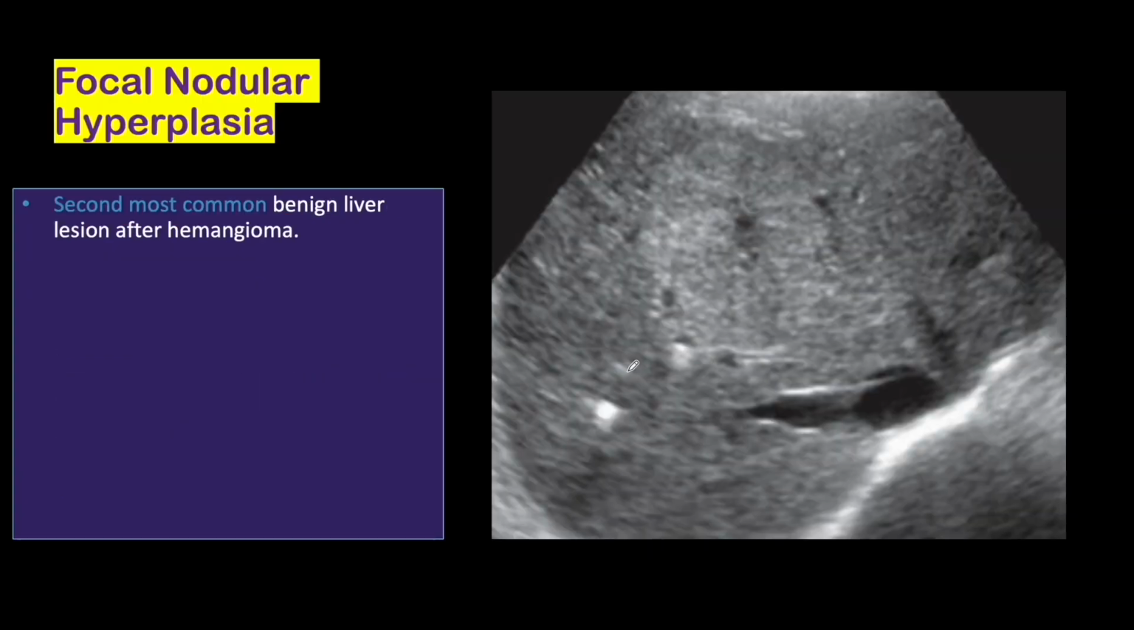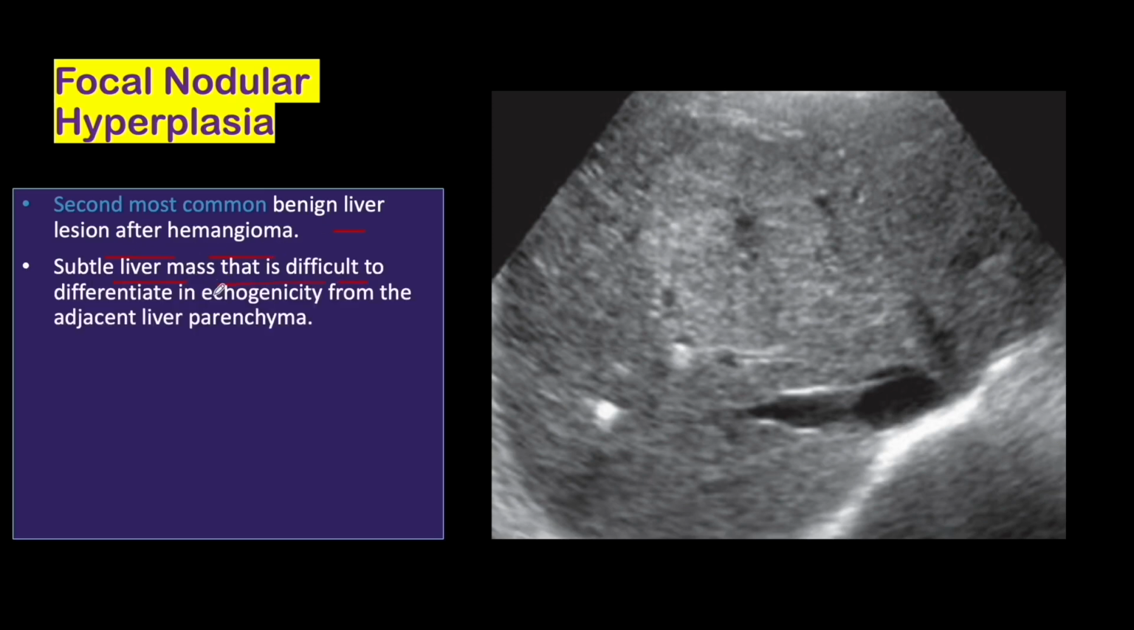Focal nodular hyperplasia is the second most common cause of benign liver lesion after hemangioma. It is a liver mass that is difficult to differentiate in echogenicity from the adjacent liver parenchyma. Here you can see there is an ill-defined isoechoic or somewhat hyperechoic area inside the normal appearing liver parenchyma. So this is focal nodular hyperplasia.